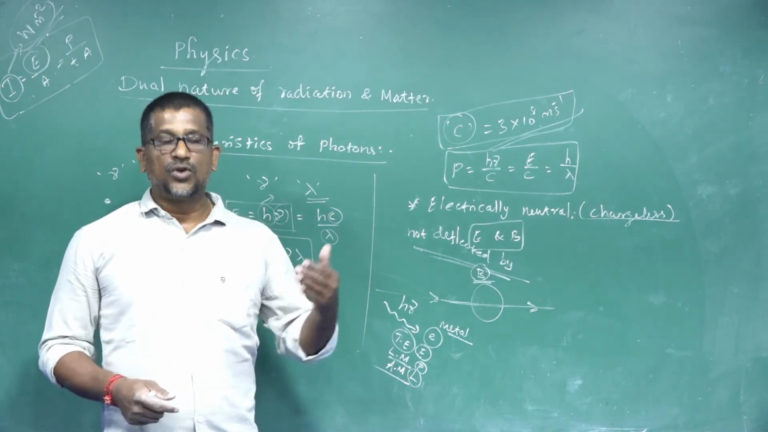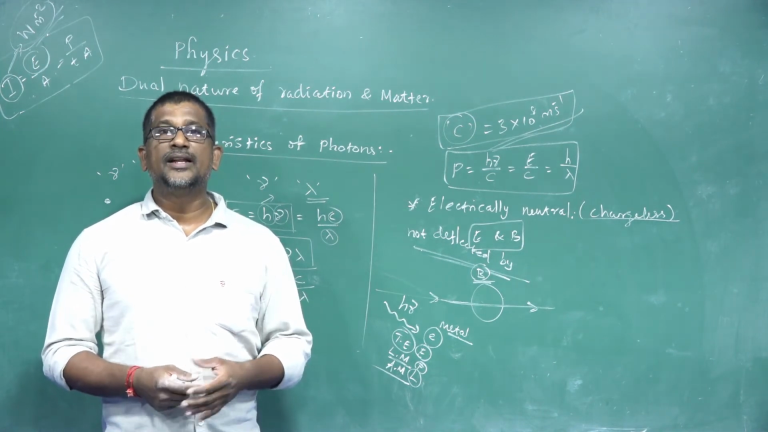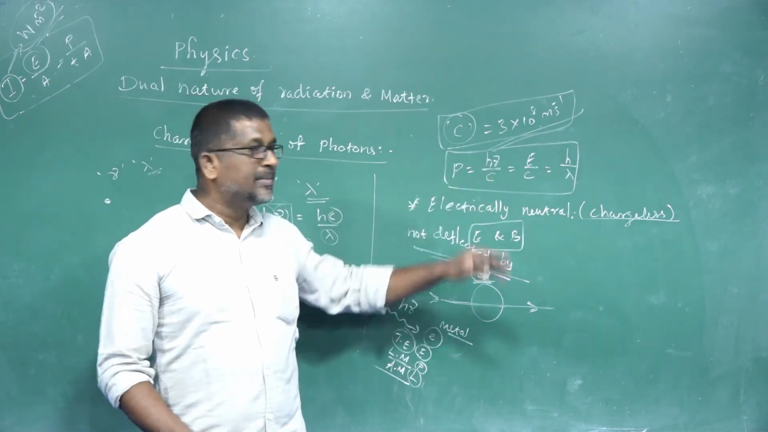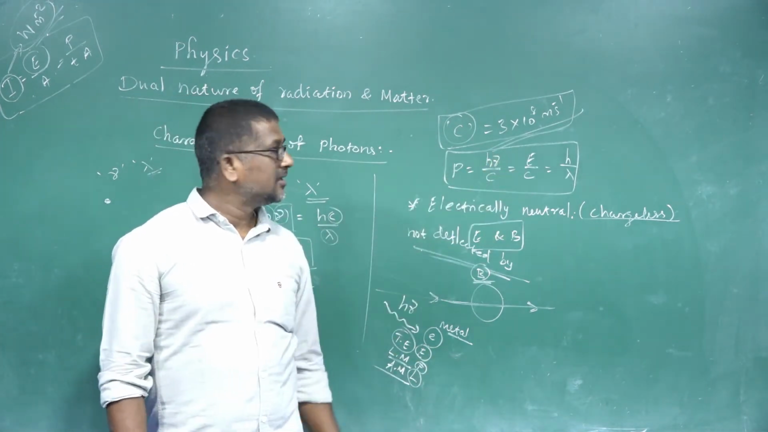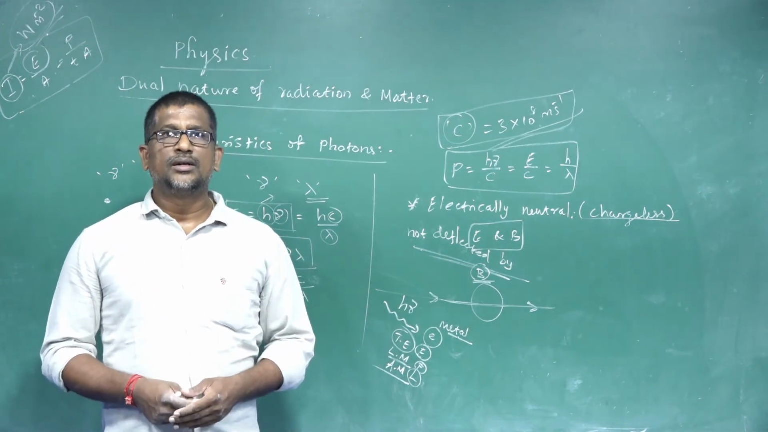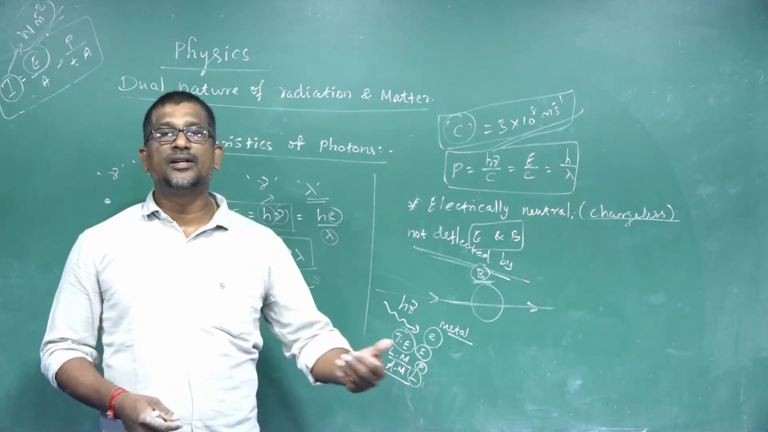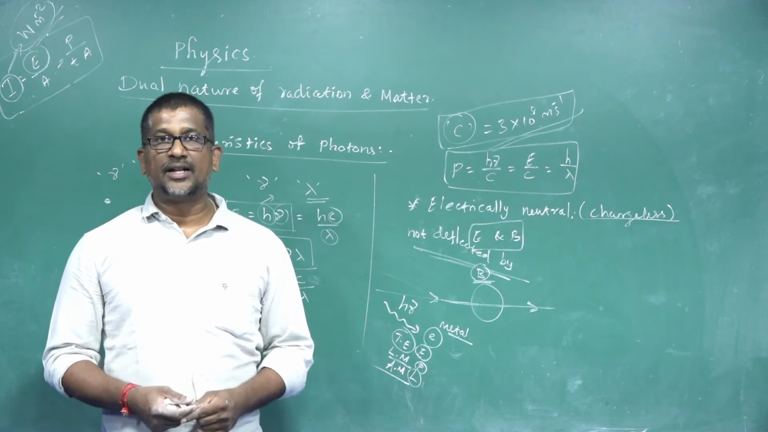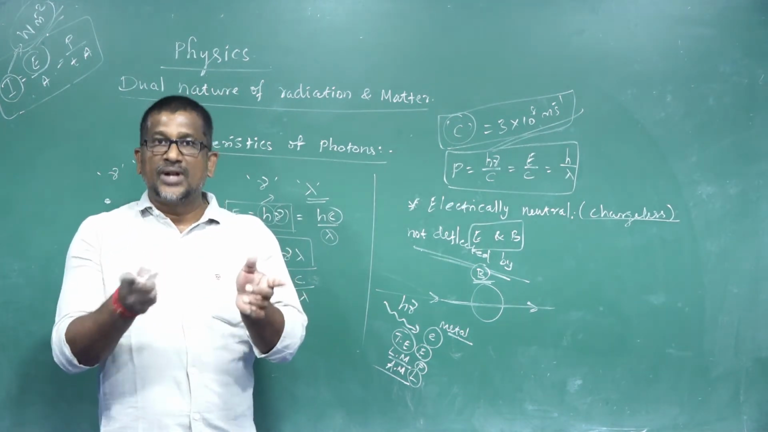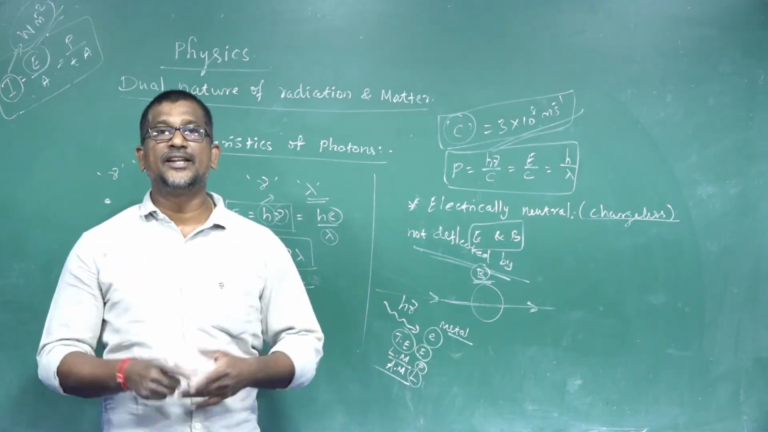And third, the photon travels with the velocity of light, so it must possess a linear momentum. The linear momentum magnitude can be calculated using the formula P is equal to h nu divided by c, or P is equal to E divided by c, or P is equal to h divided by lambda. And next one, the photons are chargeless. They are electrically neutral, so they are not deflected by electric field and magnetic field. If the photon is subjected to an electric field and a magnetic field, it never deflects from its original path. The big reason: chargeless.